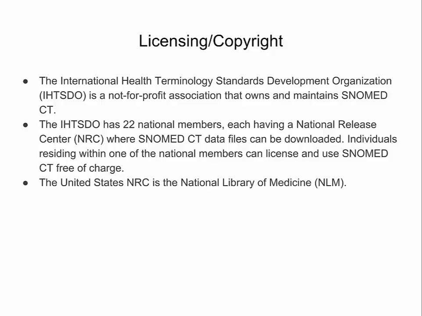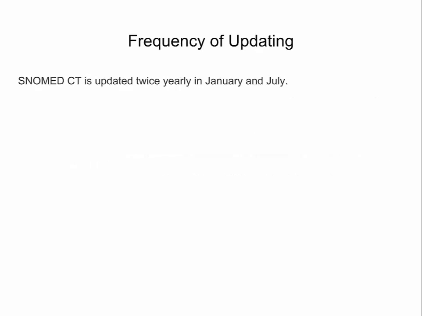The International Health Terminology Standards Development Organization, or IHTSDO, is a not-for-profit association that owns and maintains SNOMED CT. The IHTSDO has 22 national members, each having a national release center where SNOMED CT data files can be downloaded. Individuals residing within one of the national members can license and use SNOMED CT free of charge. The United States NRC is the National Library of Medicine. SNOMED CT is updated twice yearly, in January and in July.